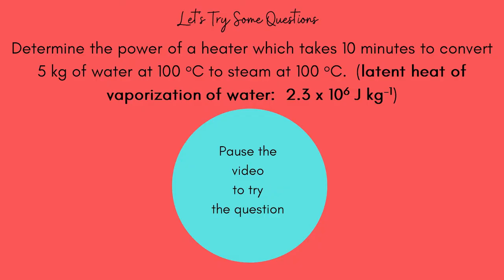Alright, let's try another question. Determine the power of a heater which takes 10 minutes to convert 5 kilograms of water at 100 degrees Celsius to steam at 100 degrees Celsius. Note that the latent heat of vaporization of water is 2.3 times 10 to the 6 joules per kilogram. You may pause the video to try the question.